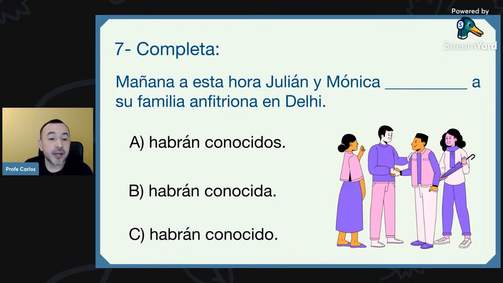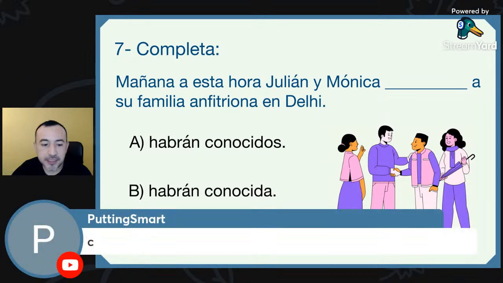Vocabulario, anfitriona o familia anfitriona, host family. So, for example, if you are the host of a party, you can say, soy el anfitrión. If you're a woman, soy la anfitriona de la fiesta. So it's a very nice word, I think. I like words with F and T. I don't know why. So here, the grammar, what do we have?